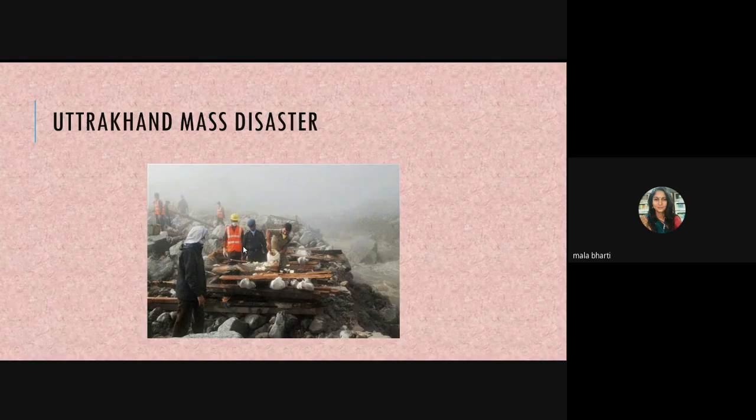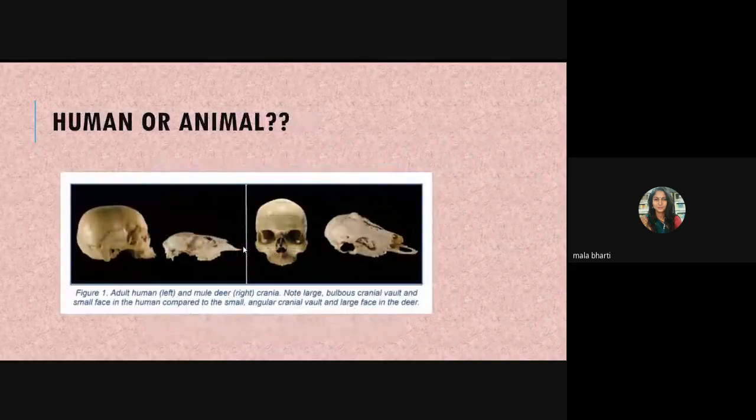Again, the case of mass disaster, the Uttarakhand mass disaster, where loads of skeletal remains were obtained from the scene, and they were sent to different universities and different laboratories for identification purposes. Also, when any bone is recovered from the scene, it is very important that we are able to tell whether it's human or animal. So hence there has to be clarity while examining the bone, right?